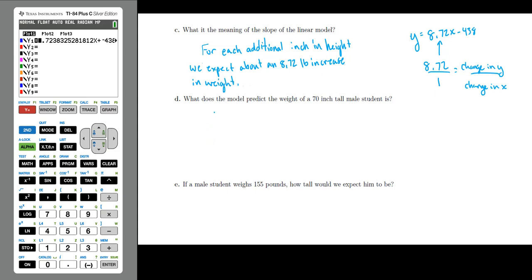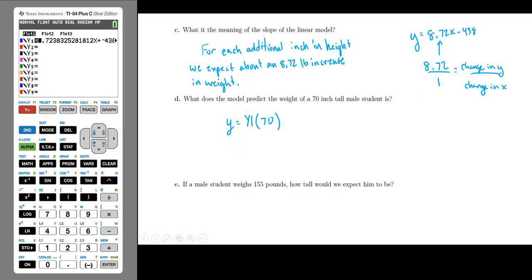All right. And then part D says, what does the model predict the weight of a 70-inch tall male student is? Now, we've done this manually many times, so I want to show you a slick way you can do this in your calculator. We have this equation, and we know that if we plug a particular height into it, then it'll spit out the y value, the weight. So what you can do is say that your weight, or your y value, is going to be taking the equation y1 and putting 70 into it.